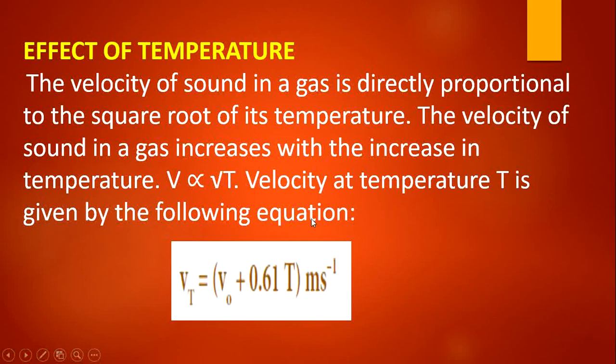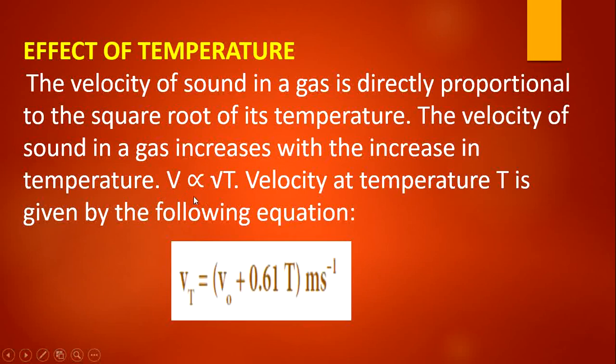So, the velocity at temperature T is given by the following equation: Vt = V0 + 0.61T m/s. Here what is V0? V0 is the velocity of sound in gas at 0 degrees Celsius. For air, the velocity is 331 m/s. When the temperature changes, the velocity of sound also changes. That is, when the temperature changes by 1 degree Celsius, the velocity of sound changes by 0.61 m/s.